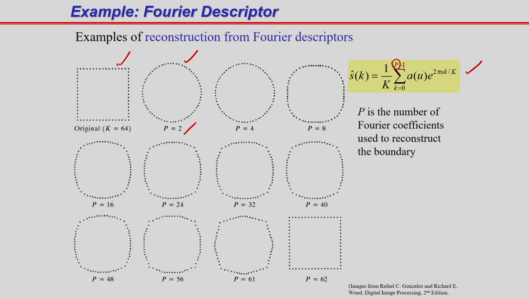And again, if I consider p is equal to 4, that will be my reconstructed boundary. Next, I am considering p is equal to 8, that is my reconstructed boundary. Next, I am considering p is equal to 16, and that is my reconstructed boundary. Next, I am considering p is equal to 24, like this, I have the reconstructed boundary. And if I consider p is equal to 61, that is my reconstructed boundary. And if I consider p is equal to 62, then you can see I can perfectly reconstruct my original boundary. So you can see how to reconstruct the original boundary from the Fourier coefficients.